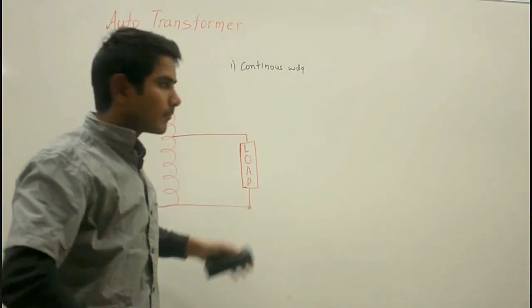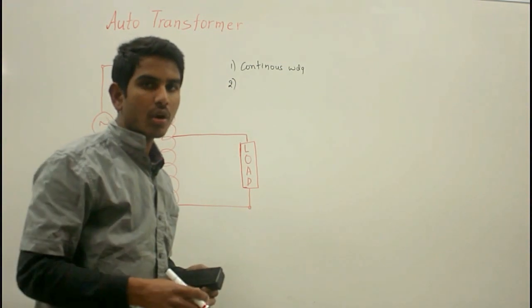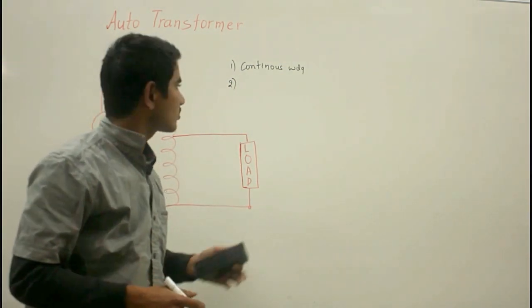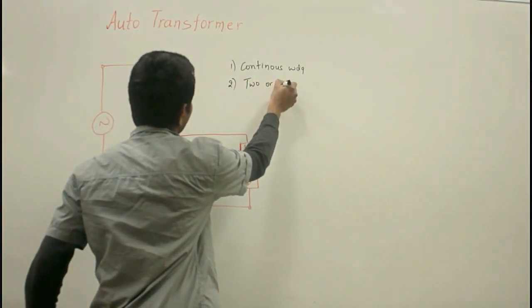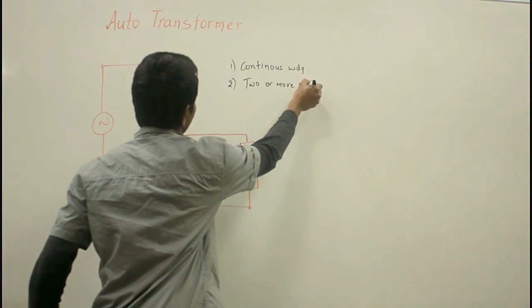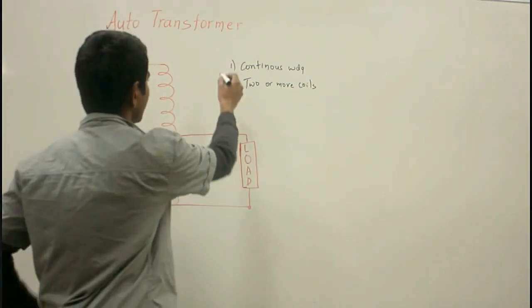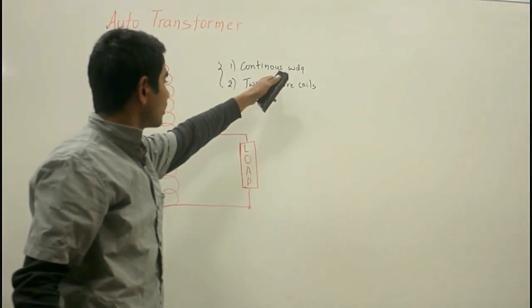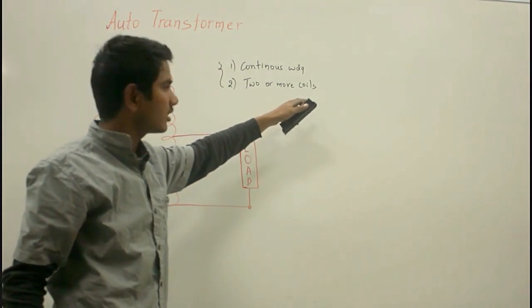In the other type of transformer, there are two or more distinct coils which are electrically connected to form a continuous winding. So here two or more distinct coils are electrically connected to form a continuous winding. So these are the two types of auto transformers. One is the continuous winding transformer, and the other has two or more coils which are electrically connected and form the continuous winding.